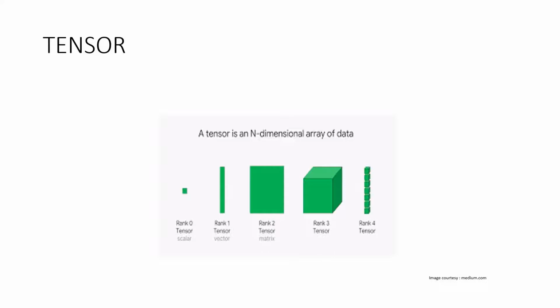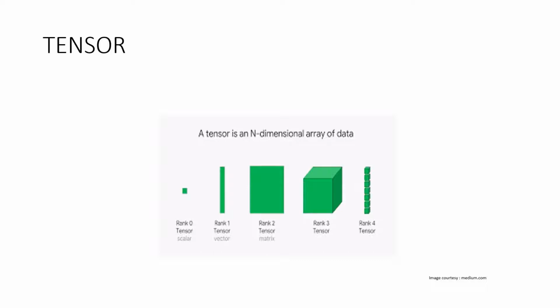Rank 0 tensor: a tensor that has zero dimension or no dimension, we call it a rank 0 tensor. Rank 1 tensor: a tensor that is expanded in only one dimension, we call it a rank 1 tensor. A rank 2 tensor means a two-dimensional tensor, we call it a rank 2 tensor.